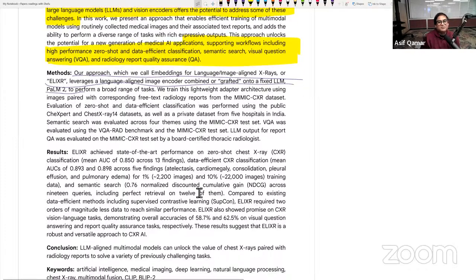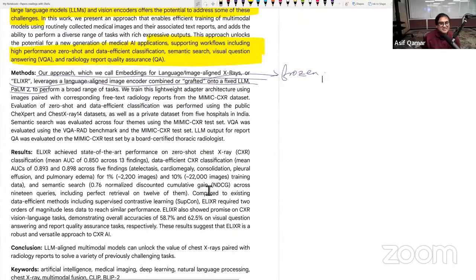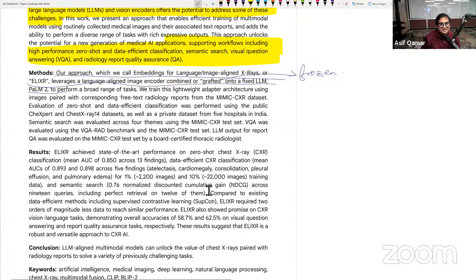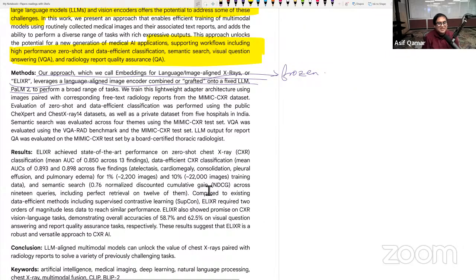Fixed LLM, if you remember, the word that people used in the BLIP2 paper was frozen LLM, right? So in the frozen LLM to perform a broad range of tasks. "We train this lightweight adapter architecture using images paired with corresponding free text radiology reports from the MIMIC-CXR dataset." Now, MIMIC-CXR is a relatively openly available dataset. MIMIC, all of you are familiar with. In fact, we'll be using it in our project going forward.